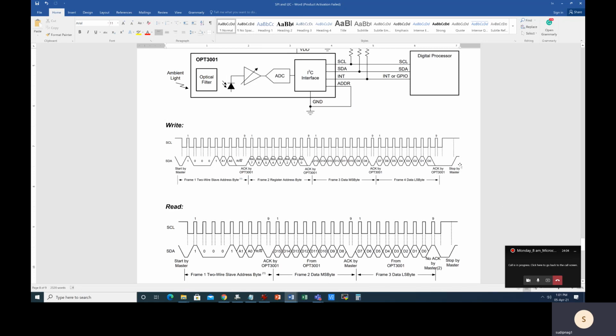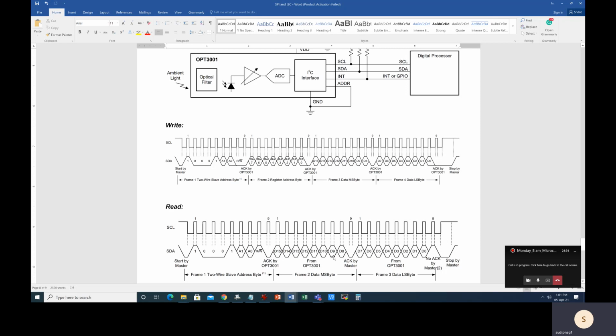So assuming this stop condition came, and then after stop, another start condition came. So the I2C start condition came, and then you have to send the same address because you are communicating to the same chip. But in this case, read is 1. The read/write bar pin is 1. That means the 8th bit is 1. Earlier it was 0. Now there is an acknowledgement by OPT. Then the data should come from the OPT chip to the microcontroller chip.